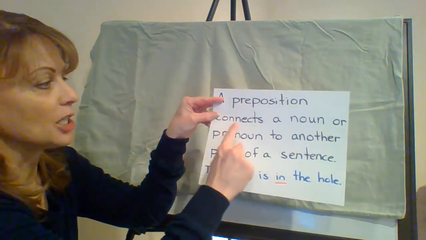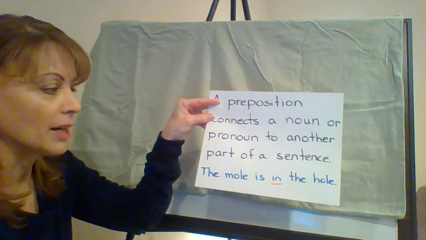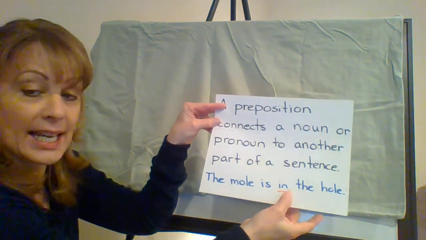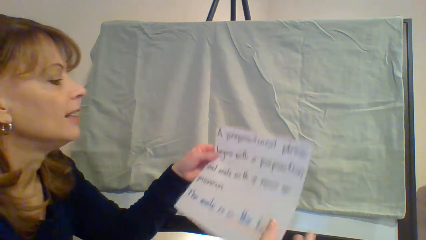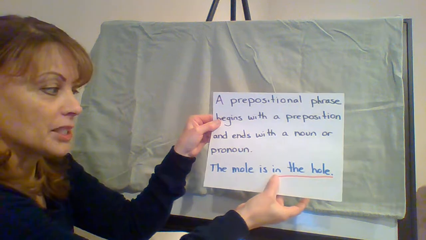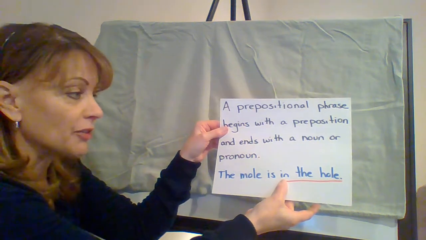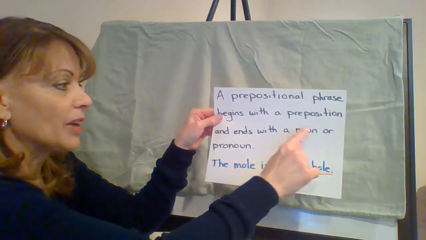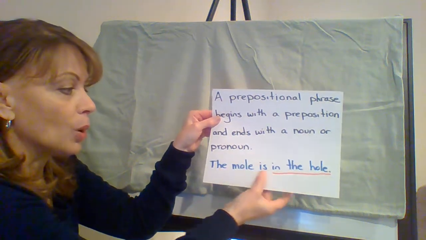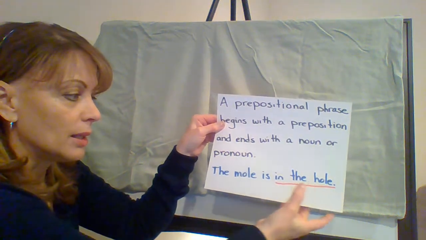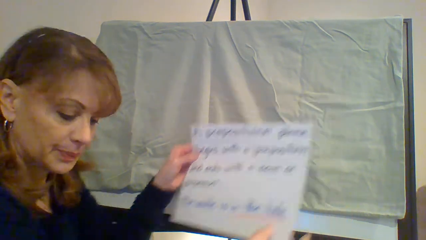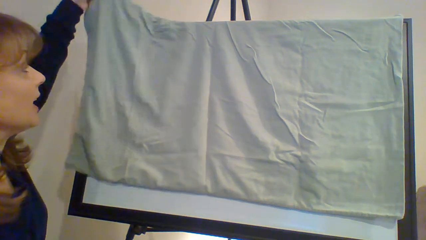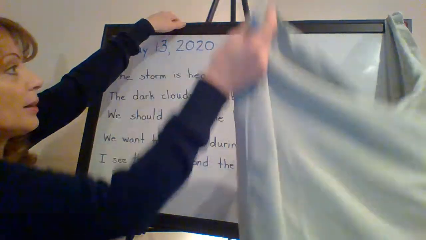Okay, a preposition connects a noun or pronoun to another part of a sentence. The mole is in the hole. Now, a prepositional phrase begins with the preposition, the word in, that we identified before, and it ends with a noun or pronoun. So the mole is in the hole. The word in is connecting the mole to the hole. So today we are going to work on identifying prepositions.